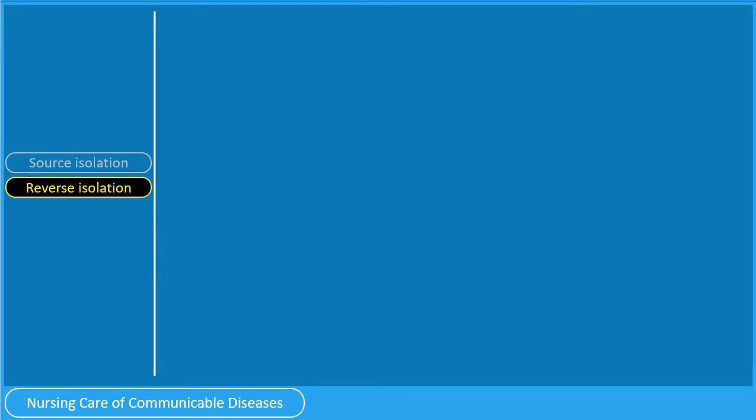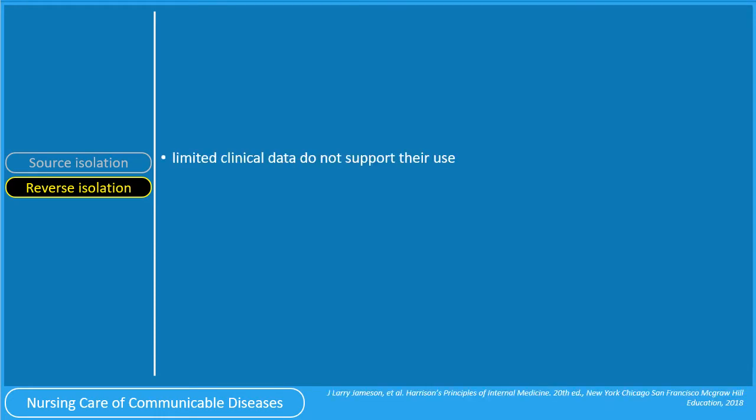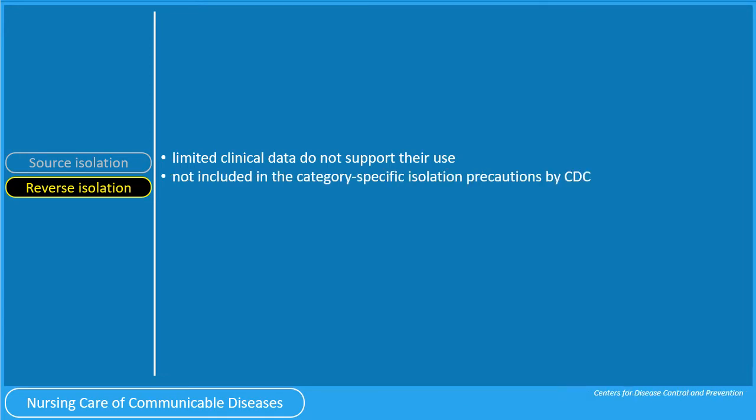You may have rarely encountered reverse isolation. In fact, in the medical surgical book by Brunner, there was no mention of reverse isolation, and there were only 3 mentions of reverse isolation in the medical surgical book by Lemone and Burke. This may be because limited clinical data do not support their use. In fact, it is not included in the category specific isolation precautions by the Centers for Disease Control. However, some healthcare institutions continue to practice reverse isolation.